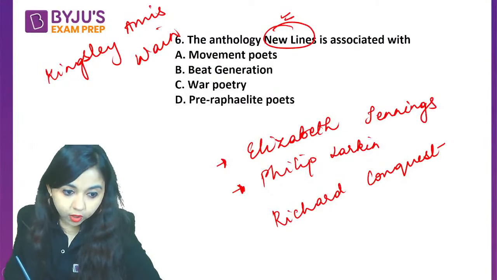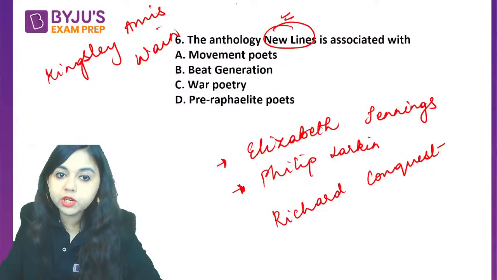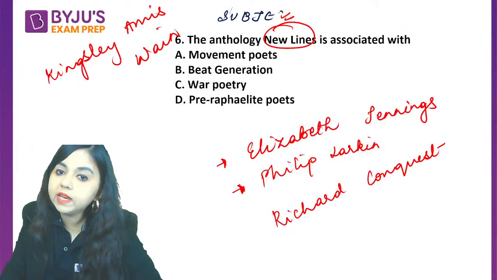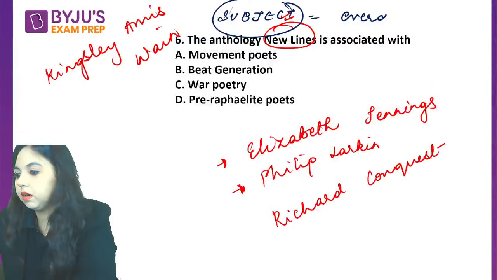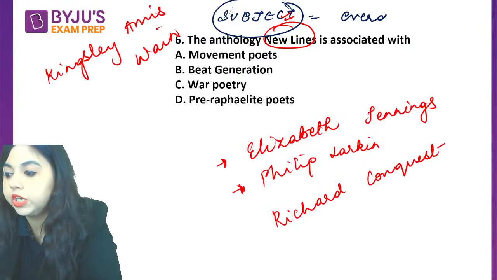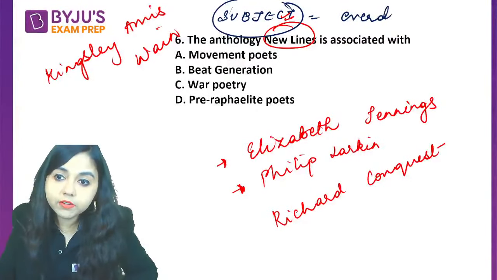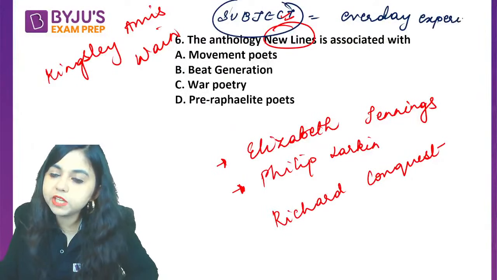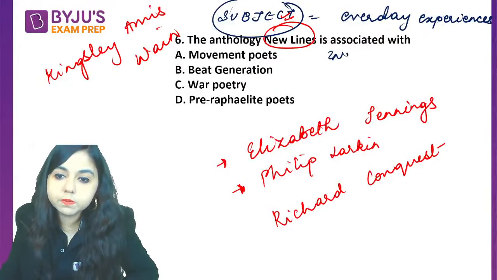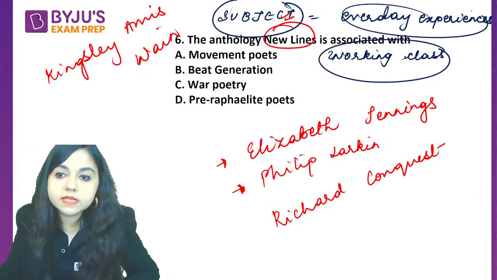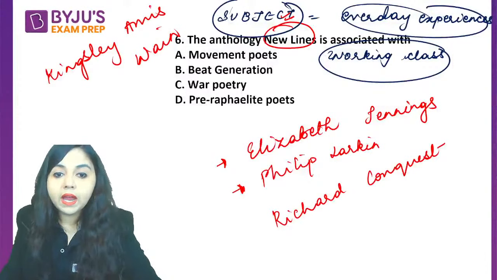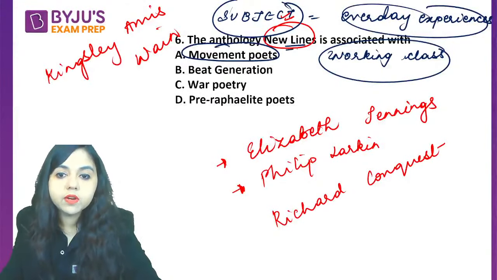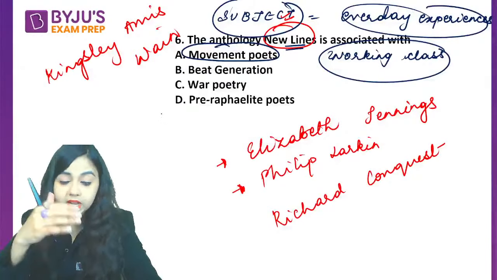What is the main subject of these poets? They want to talk about the everyday lives of the British working class. They are trying to disassociate literature from the elite connotations that literature had. The everyday experiences of working class people are becoming a priority. Kingsley Amis, John Wain, Elizabeth Jennings, Philip Larkin, Richard Conquest, all of them, and the anthology that they are getting their works published in is called New Lines.